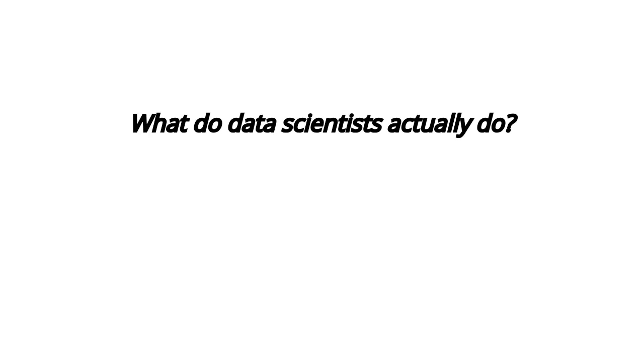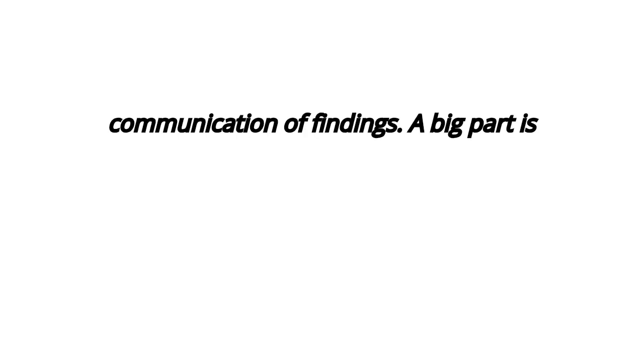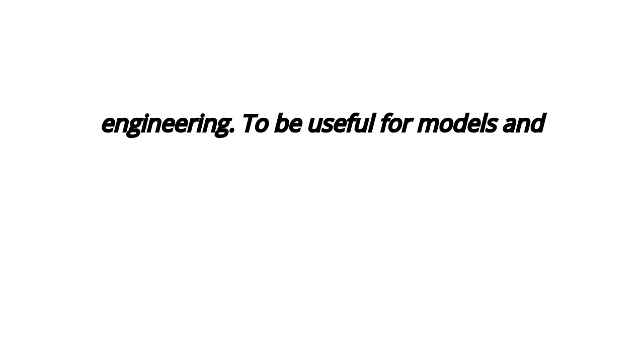What do data scientists actually do? They're involved in the whole pipeline: data capture, curation, cleaning and organizing, storage, search, transfer, analysis, visualization, and communication of findings. A big part is data processing, especially for messy alternative data, which often needs specialized treatment and feature engineering to be useful for models.